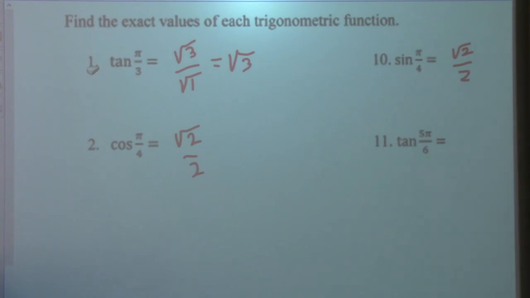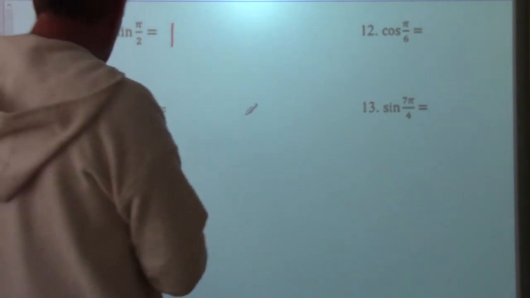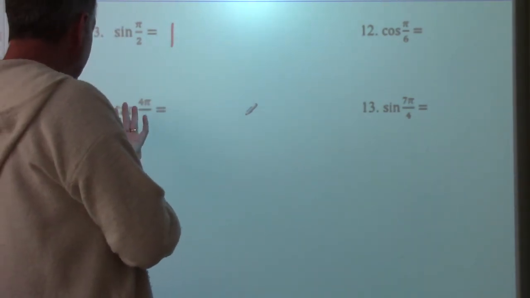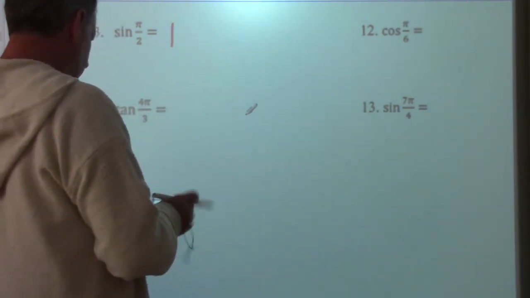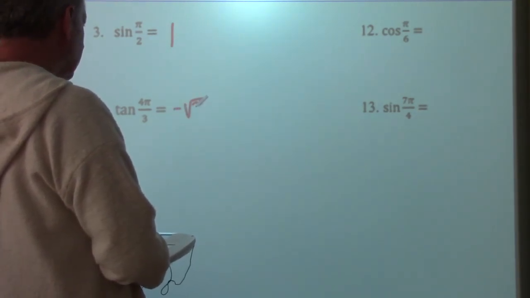Okay, tangent. I want to go down here. I want to do them in order somewhat. So 3 and 4. Sine pi over 2, that's going to be 1. Tangent of 4 pi over 3. So that's going to be like a reference angle of pi over 3. So it's going to be negative square root of 3.